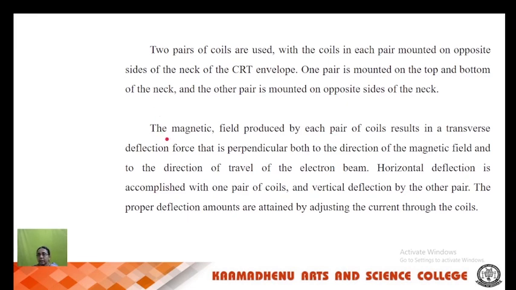The magnetic field produced by each pair of coils results in a transverse deflection force that is perpendicular both to the direction of the magnetic field and to the direction of travel of the electron beam. Horizontal deflection is accomplished with one pair of coils, and vertical deflection is accomplished with the other pair of coils. The proper deflection amounts are attained by adjusting the current through the coils.